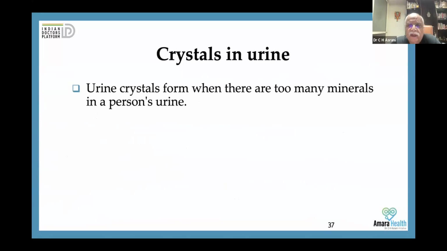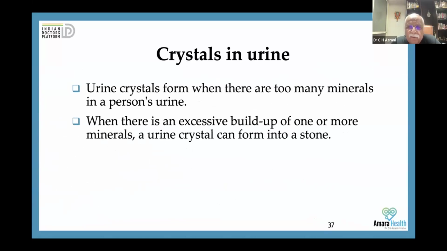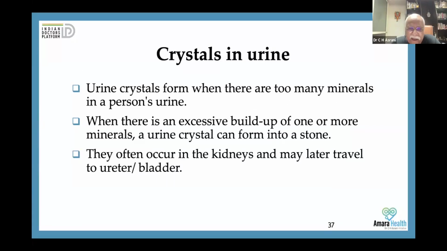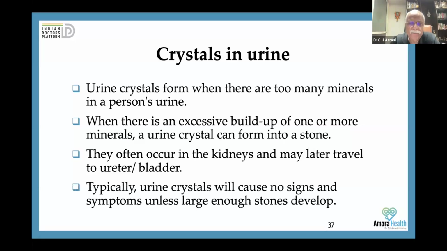Urine crystals form when there are too many minerals in the urine. Excessive buildup of one or more minerals, a crystal can convert to a stone. They often occur in kidney and may later travel to ureter or bladder. Stones always form in kidney, but they may travel to ureter or bladder. And based on where they are found, they are labeled as renal calculi or ureteric calculi. Typically, urine crystals will cause no signs and symptoms unless they are large enough that a stone forms.